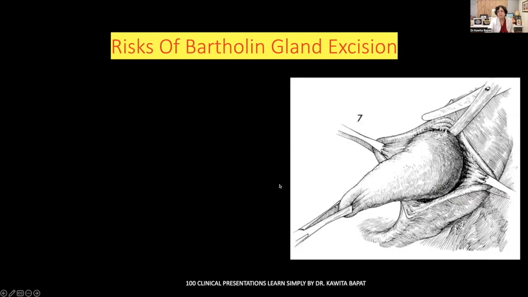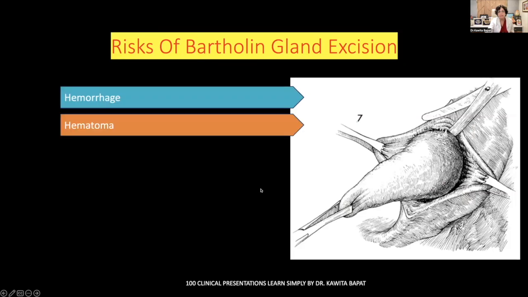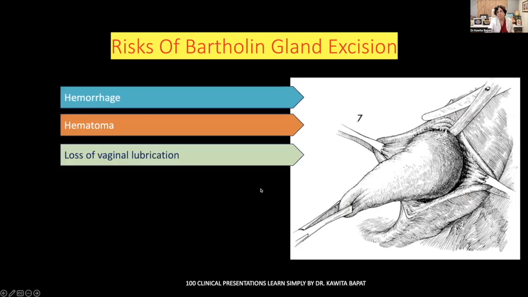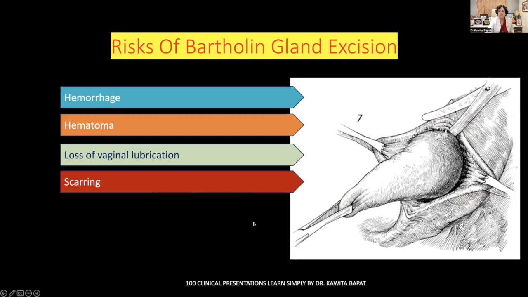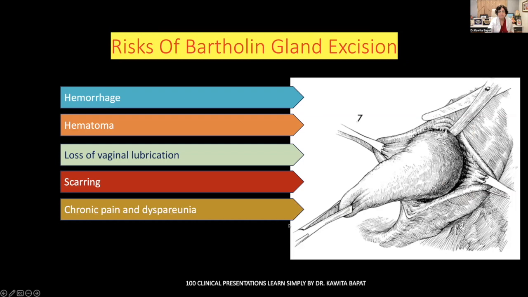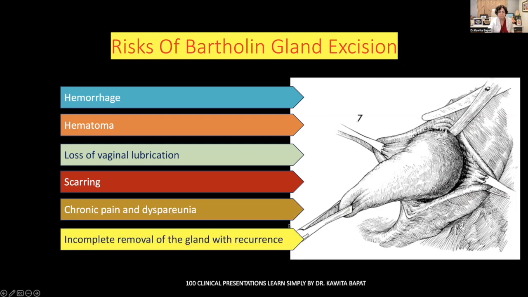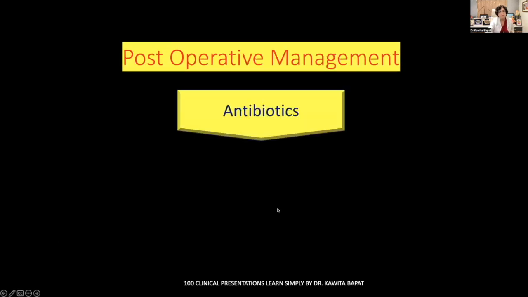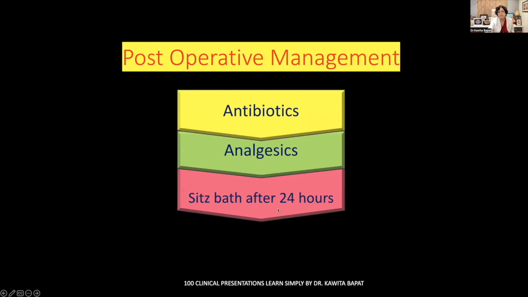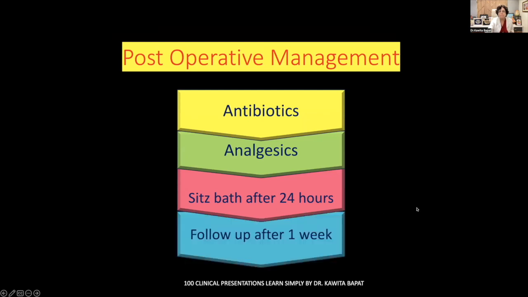The risks of Bartholin cyst excision are basically hemorrhage. It can lead to hematoma, loss of vaginal lubrication, scarring, chronic pain and dyspareunia, and incomplete removal of the gland with recurrence. We need some post-operative management: good antibiotics, good analgesics, sitz baths after 24 hours, and follow up after 1 week.